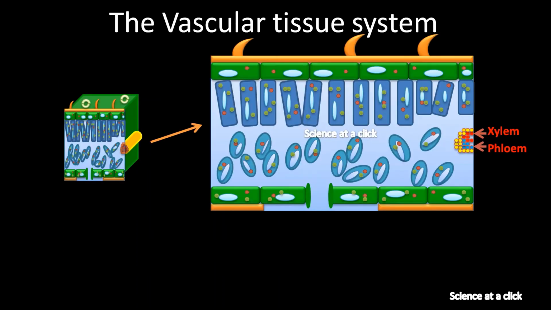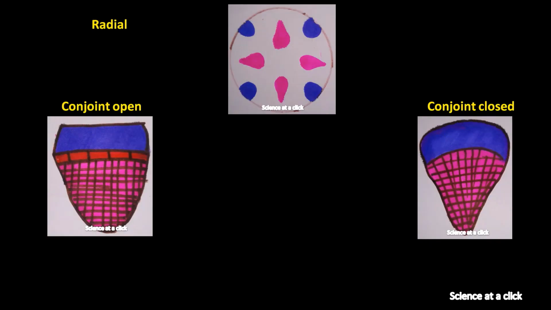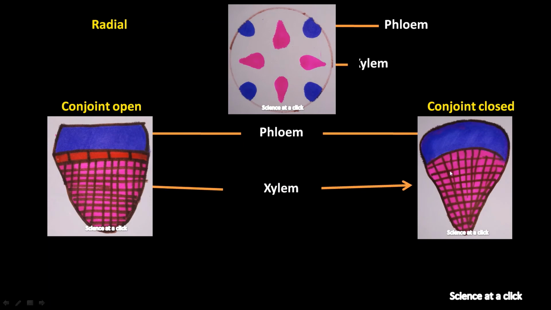Vascular tissue system. As the name suggests, the vascular tissue system contains vascular bundles, and a vascular bundle has xylem and phloem in it. This vascular tissue system can be of two types, radial or conjoined. As the image clearly shows, the blue color is the phloem and the pink color is the xylem.